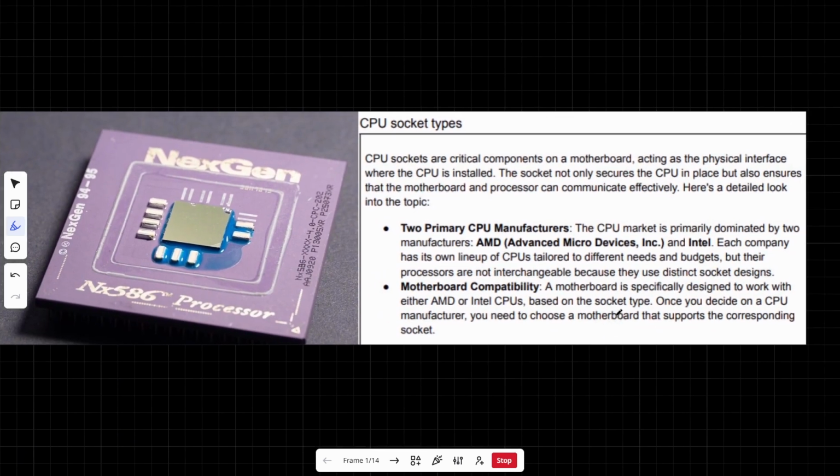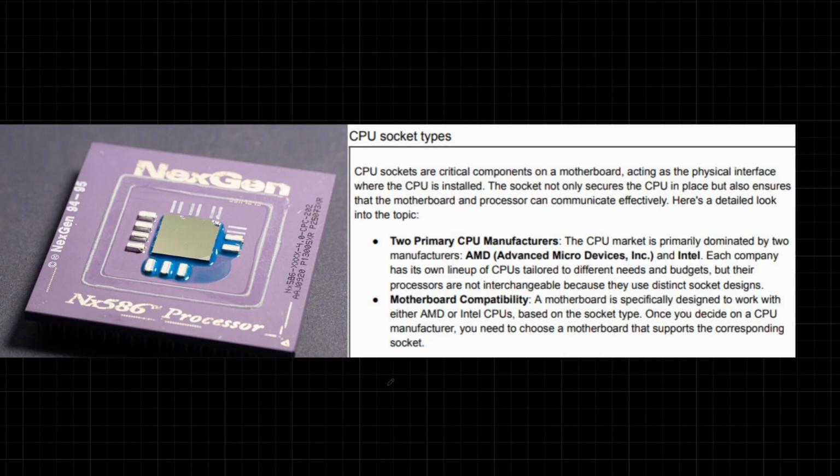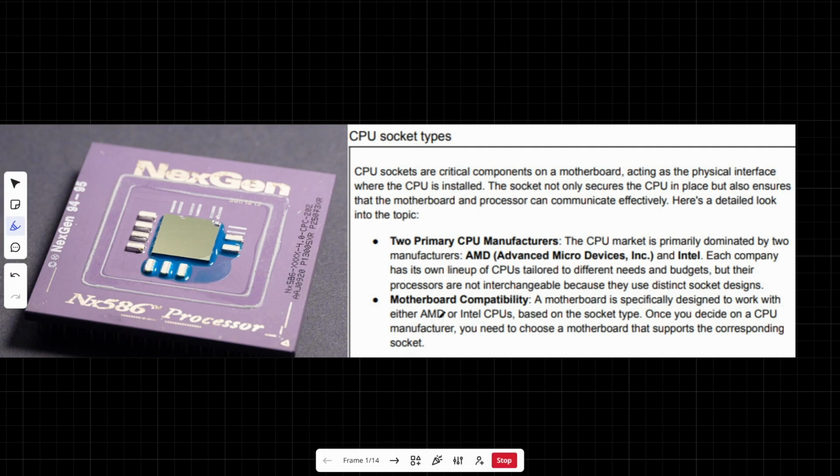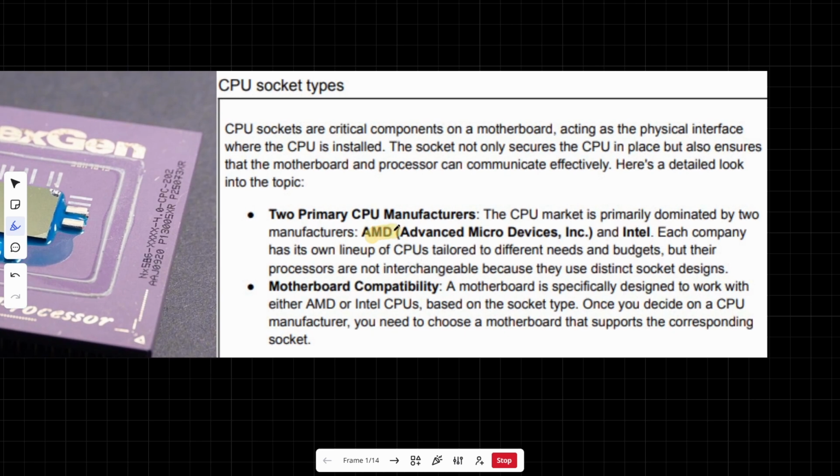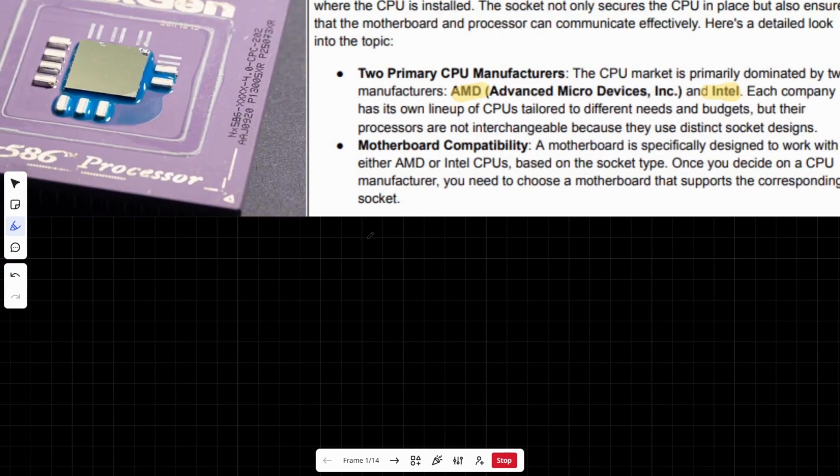CPU socket types, all right? As we just talked about when it comes to motherboard compatibility, some motherboards are only compatible with very particular CPUs. So you want to make sure that your motherboard is compatible with the CPU that you're purchasing. There's two primary CPU manufacturers. You have AMD CPUs and you have Intel CPUs, and they've both got little pros and cons, but basically you just need to make sure that you understand the pros and cons of each, the differences between them, and the fact that motherboards will only be compatible with one of these really at the end of the day.